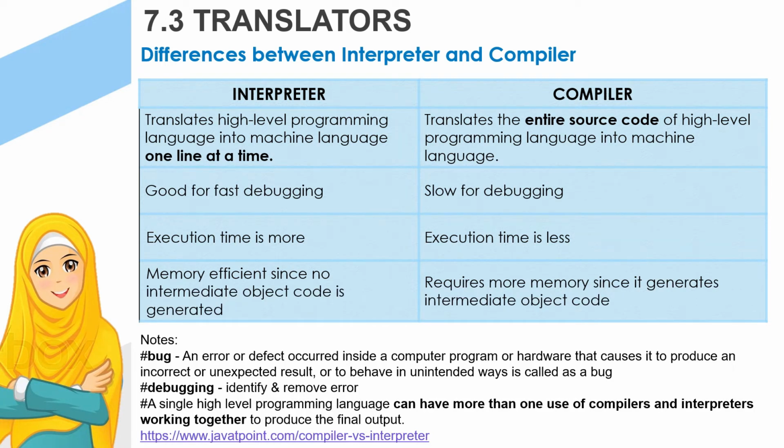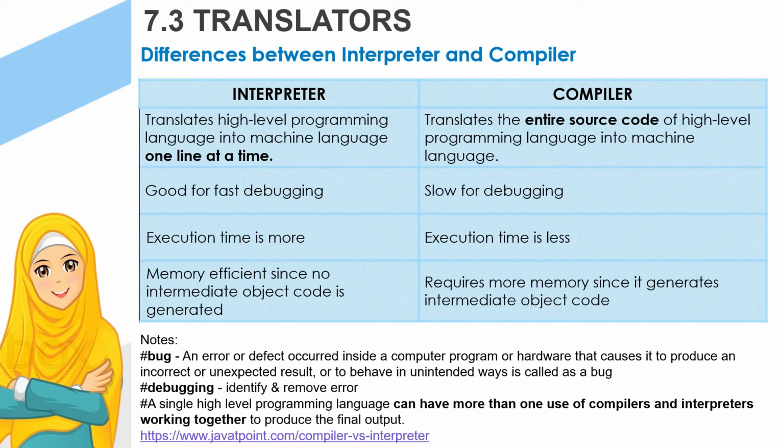Besides that, kita boleh pakai point interpreter good for fast debugging, while compiler slow for debugging. Apa itu debugging? Ada point di sini, madam catat di bawah ni. Okay, bug ni adalah error lah. Okay, dalam programming kita panggil bug. Error tadi juga dikenali sebagai bug.